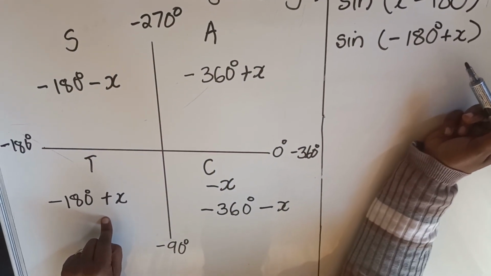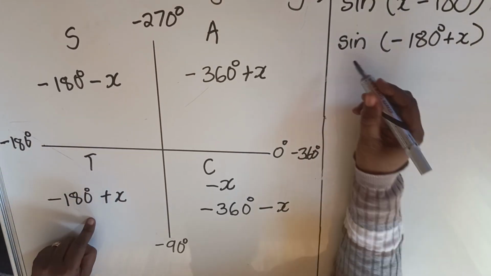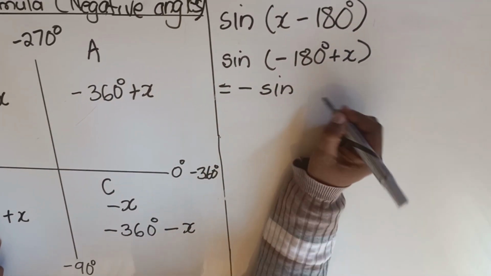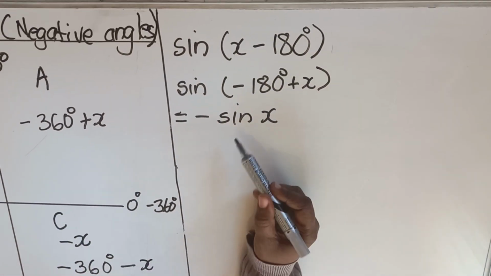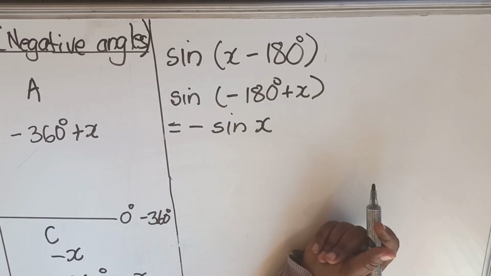How is sine in the third quadrant? You see in the third quadrant, only tan is positive. So sine is negative. So you're going to say negative, then you write sine, then write the angle. The angle is x. So sine of negative 180 plus x is negative sine x. Let's look at another example.